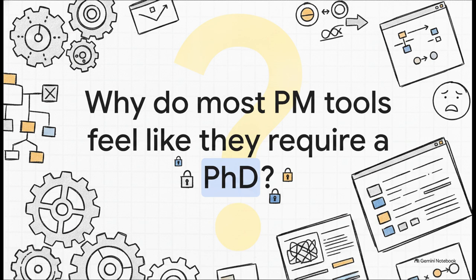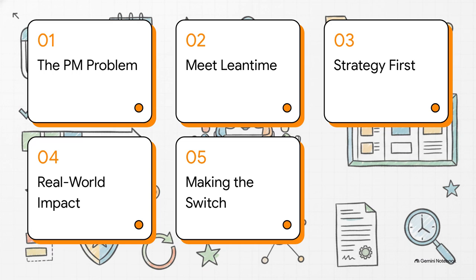The problem is, most project management tools are built assuming you already understand formal project management concepts. And let's be real, that creates a massive roadblock for the rest of us. Okay, let's dive into our roadmap for rescuing your projects from complete chaos and getting your team fully aligned. We are going to hit the project management problem, meet Leantime, talk about strategy before execution, look at the real-world impact, and wrap up with making the switch.